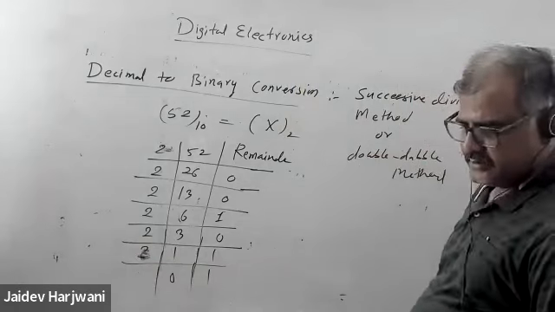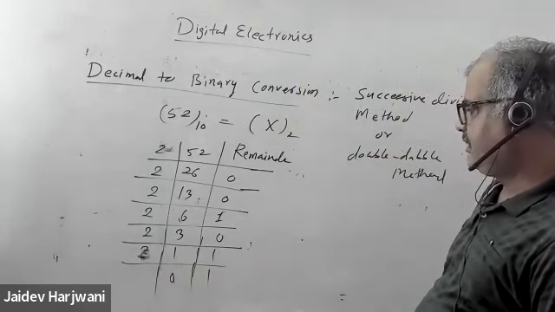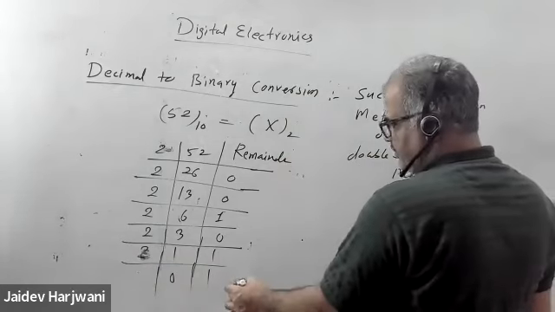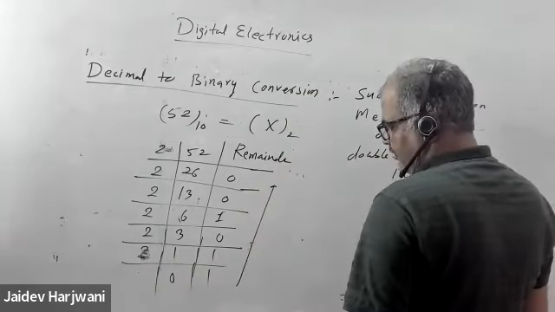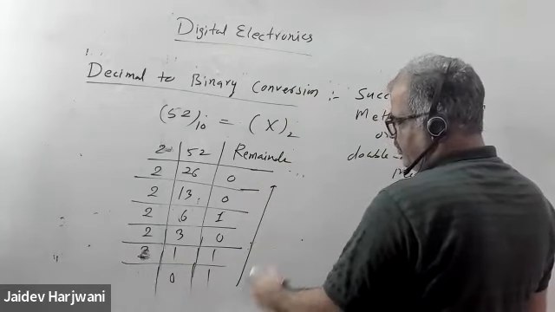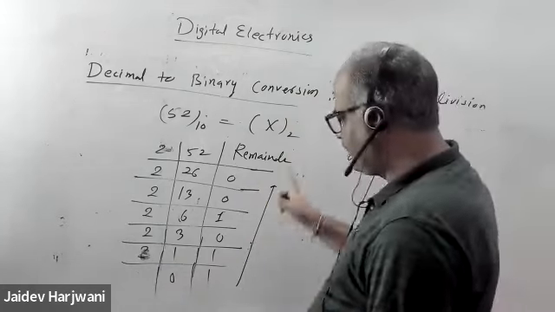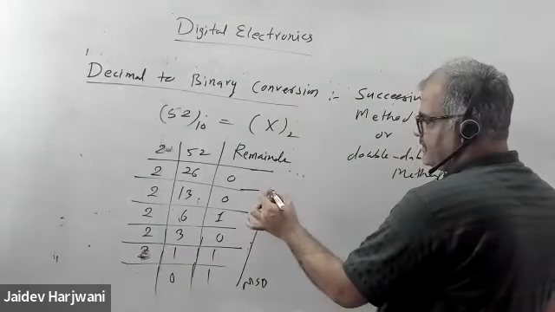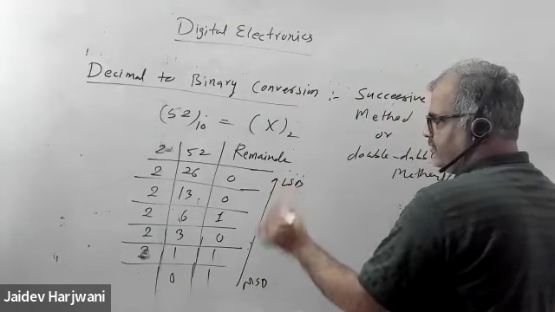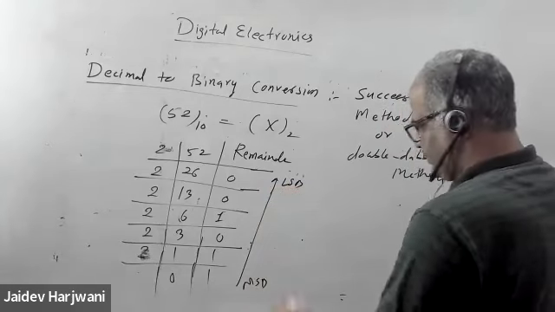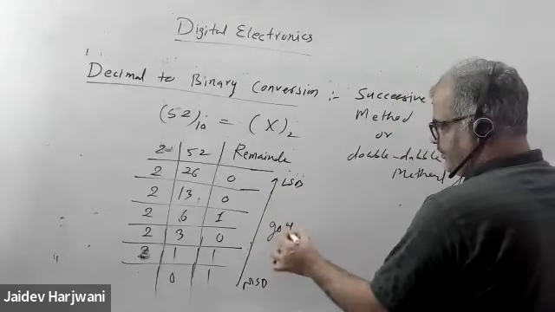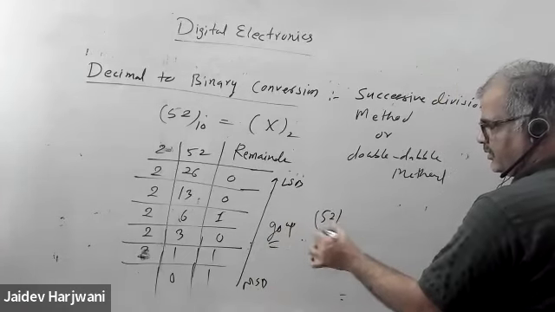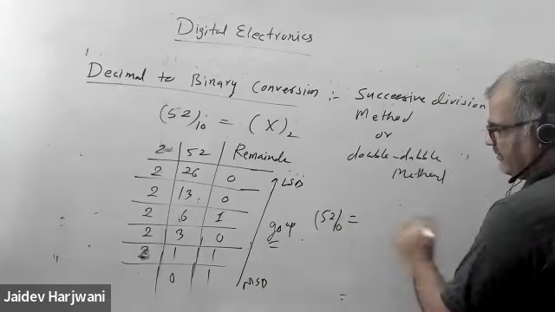So now when you want to write a number here, you have to go from low to upper side. You have to go up. So this will be your MSB, and this last number will be your LSB. That means if you want to write 52, that will be what you write.